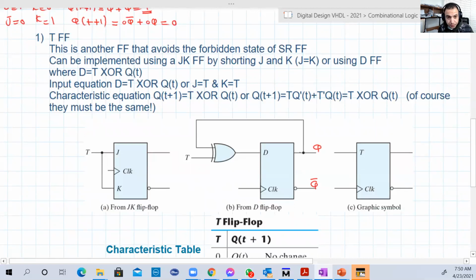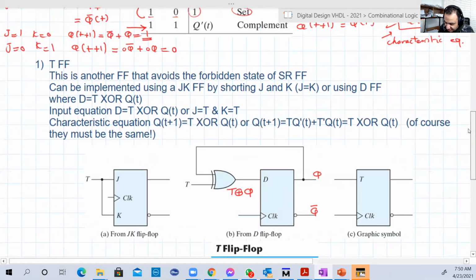Then take Q and XOR it with the T input. Okay, so the output here is T XOR Q. D is equal to, or the input equation is D equal to T XOR Q. And that would lead to very good characteristics. But we can do it in a very easy way.